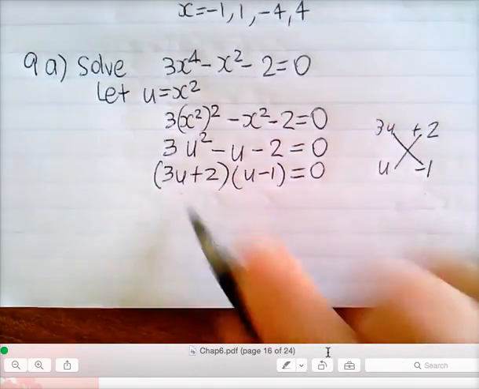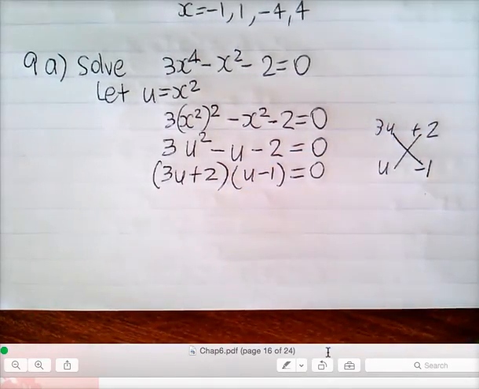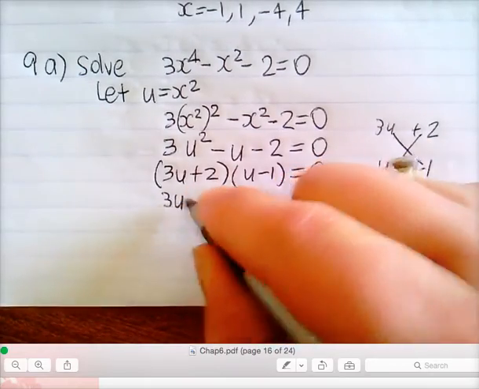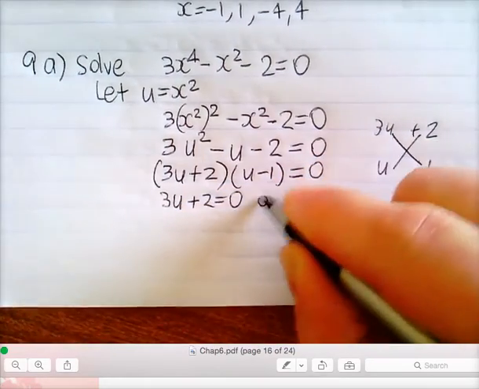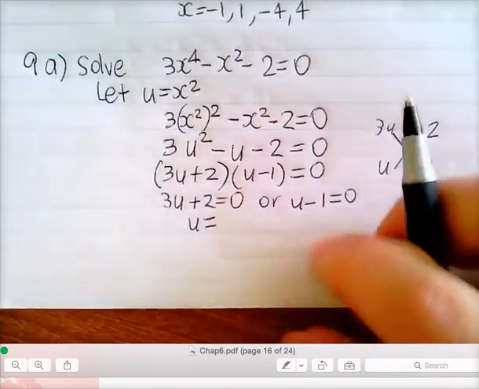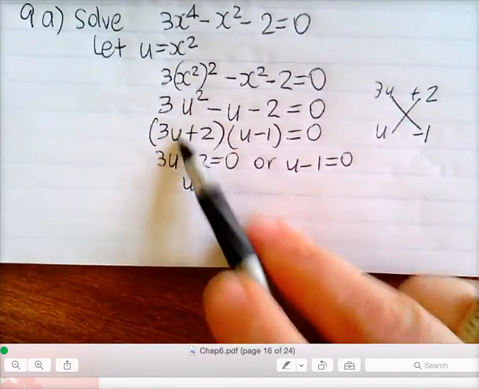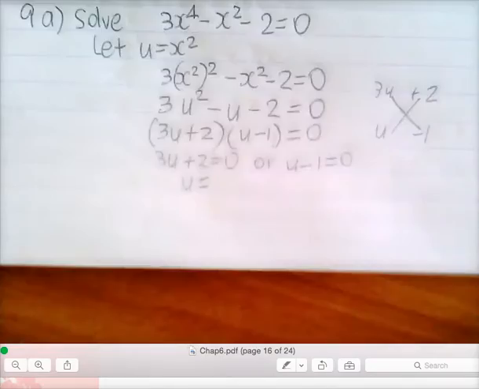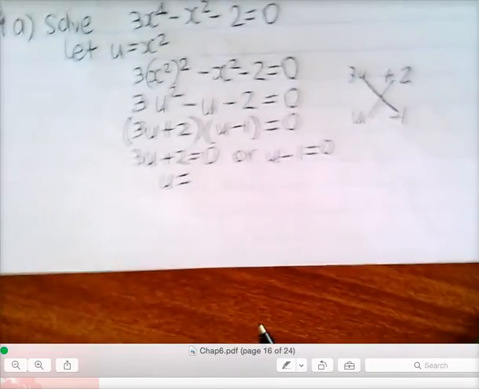We need to check. You always check it, girls. Always. I can't get to the screen. Okay, so we've got 3u plus 2 is 0, or u minus 1 is 0, so we've got 3u squared minus 3u plus 2u is minus u minus 2. So it works.